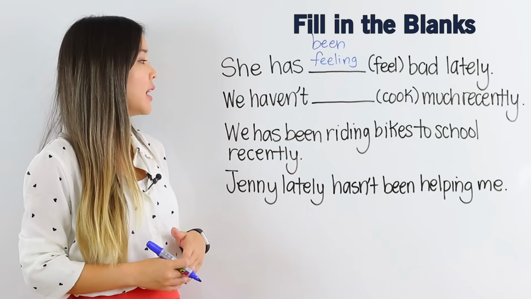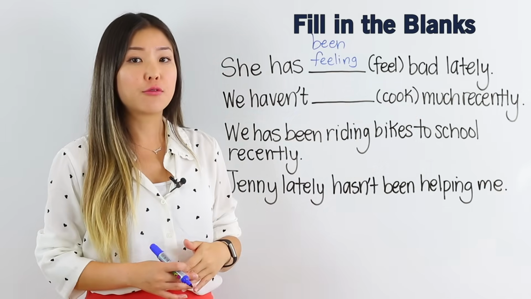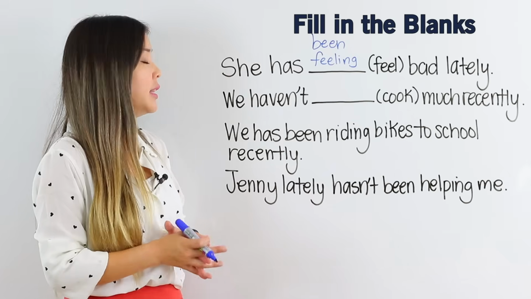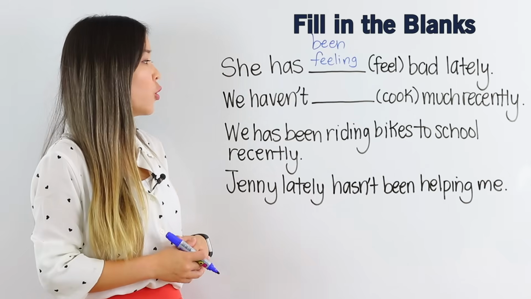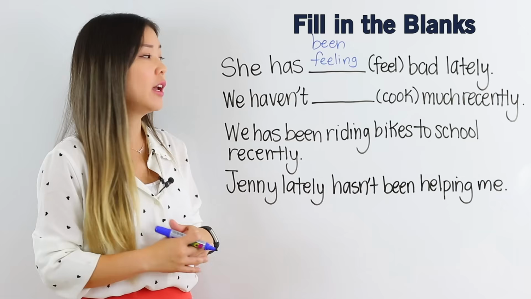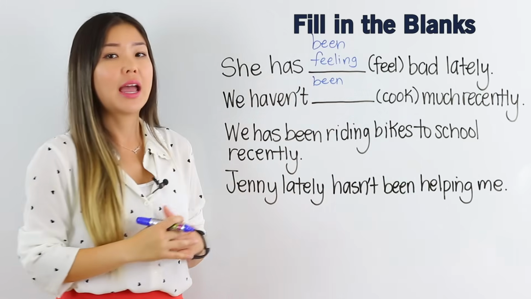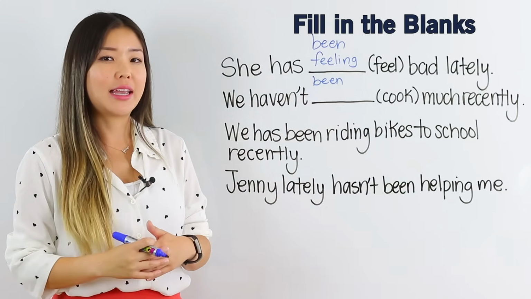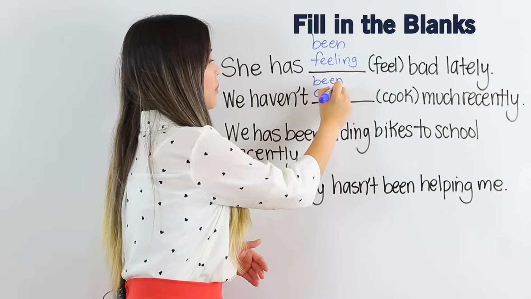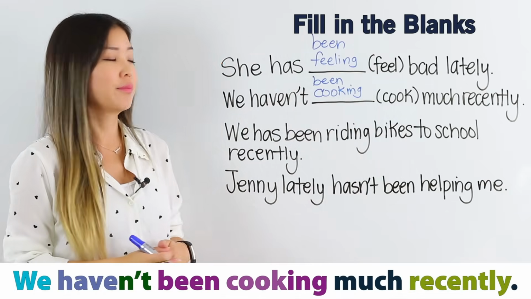The next sentence says, we haven't blank much recently, and the verb is cook. This is a negative sentence, so we say we have not, or the contraction haven't. We haven't, don't forget, been, and then verb ing. We haven't been cooking much recently.